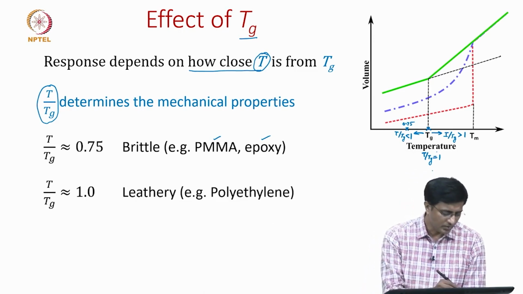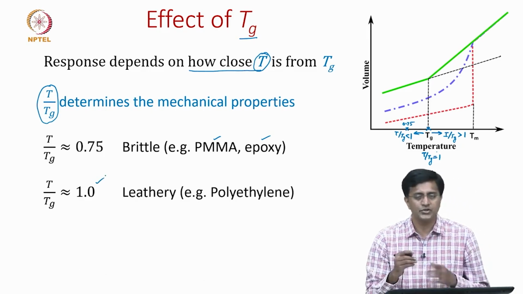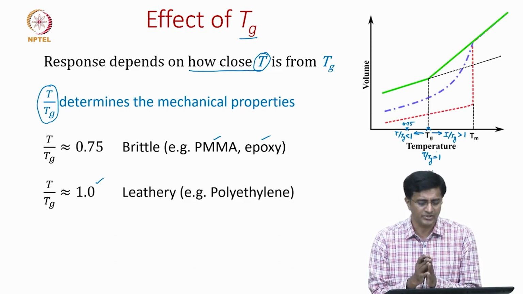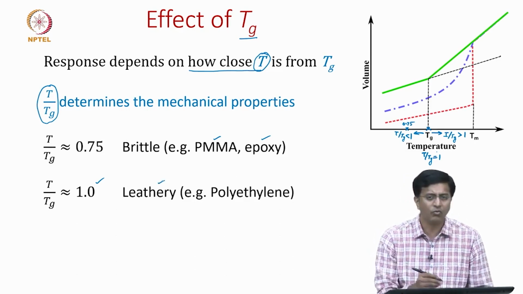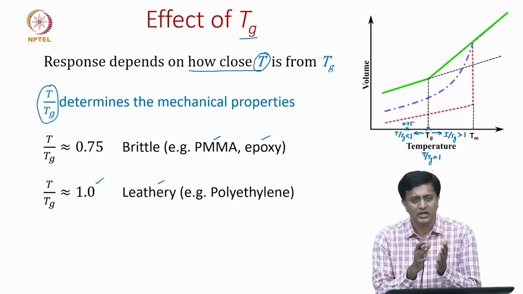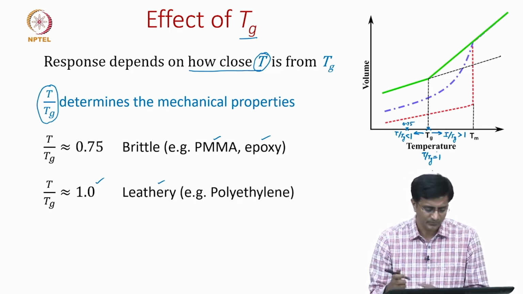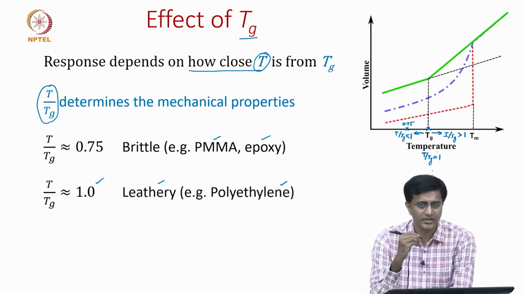Now let us look at behavior when this ratio is 1. Which means the operating temperature is about the glass transition temperature. That is when the mechanical behavior is termed leathery. What we mean by leathery is that the polymer is very soft and can deform to a greater extent compared to brittle materials. Polyethylenes, especially low density polyethylene, behave leathery because the glass transition temperatures are very close to room temperature.